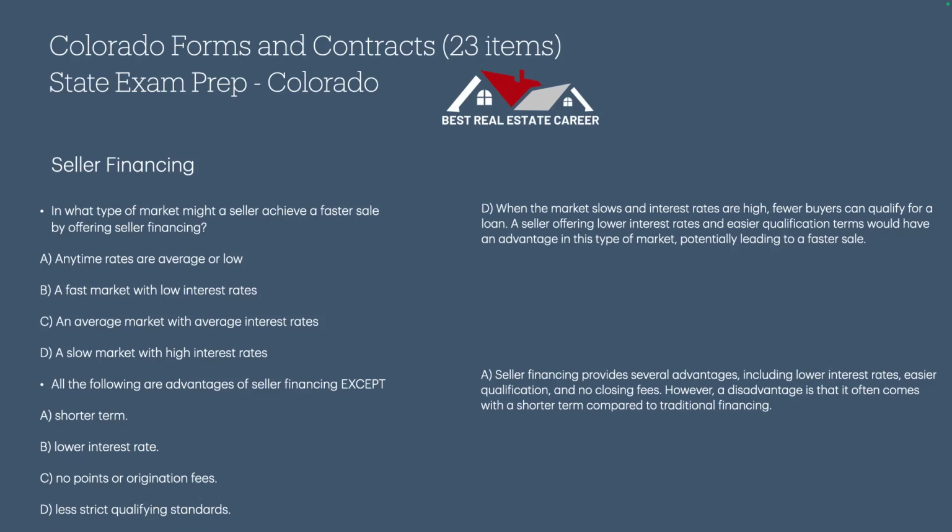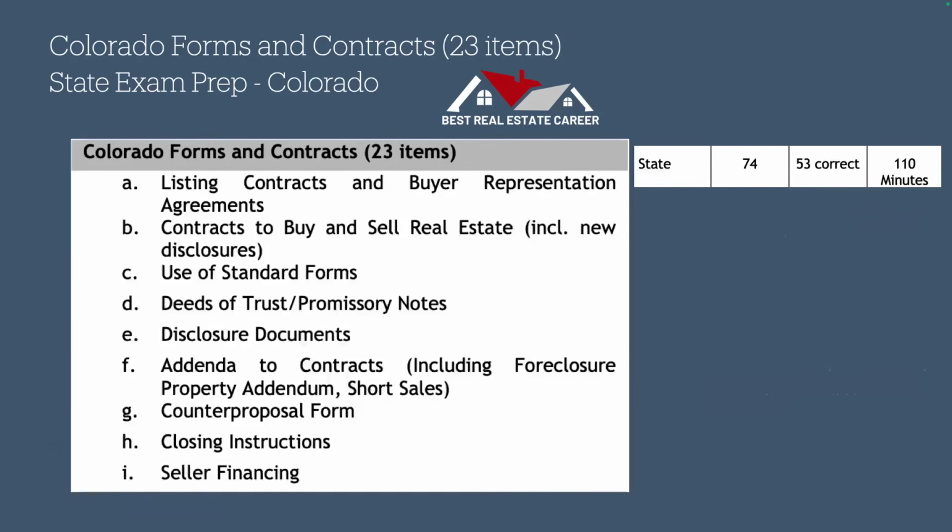So again, as we're looking at this and diving into it, this section, Colorado forms and contracts, is 23 items. And those are literally them. Everything that we just touched: listing contracts, the contract to buy and sell, standard forms, promissory note versus deed of trust, disclosure documents, the addenda versus addendum, or versus amendment, the counter proposal, closing instructions, seller financing. That is 74 questions on your test. And 23 of them are in this one topic alone.